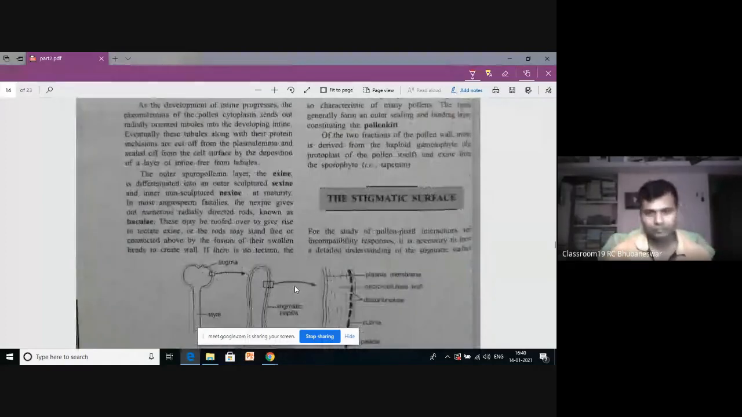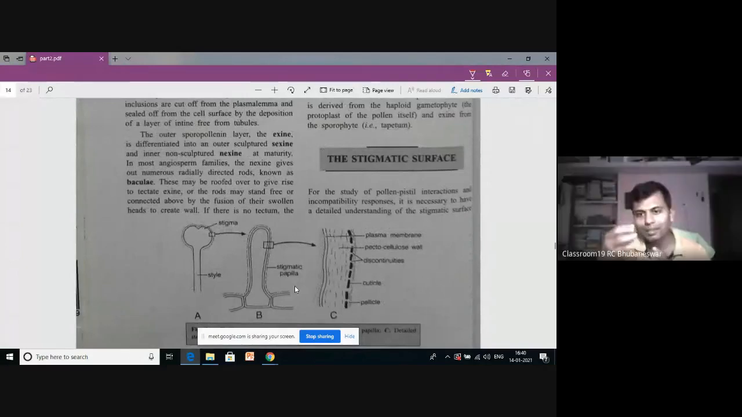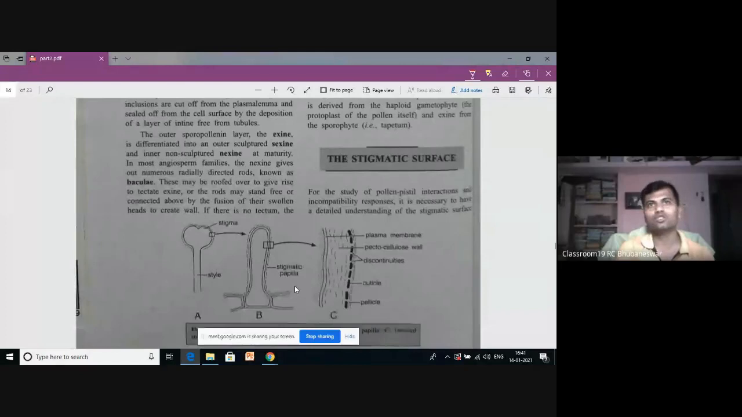Got this point? Yes, sir. Now tell me, what is self incompatibility? Anyone? It prevents inbreeding and promotes outcrossing. Okay, simply, what I haven't told you, just tell me what is self incompatibility.